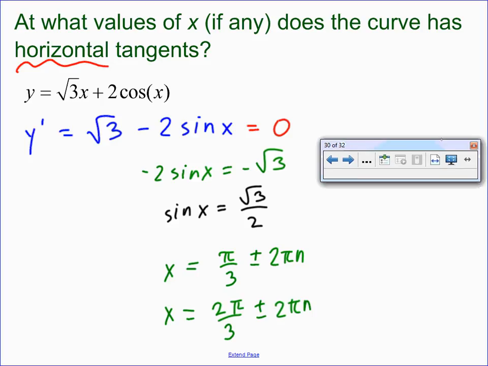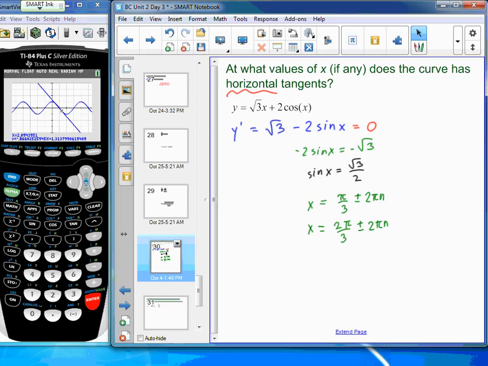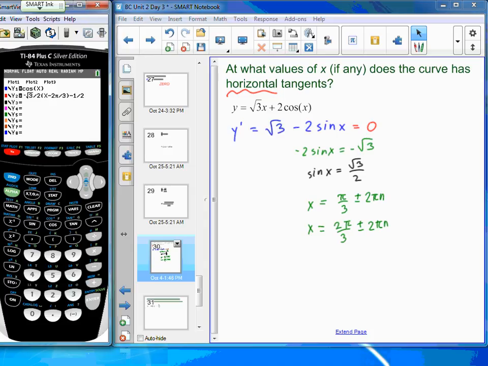Okay, and that's fine, but I want to do a quick verification. So again, I'll check by clearing out my original, and we'll do a quick check visually. So y equals square root of 3 times x plus 2 cosine of x. And I'm just going to go ahead and graph my original. That doesn't look like 2 pi n forever. This is radians, right? Yeah, this is radians.